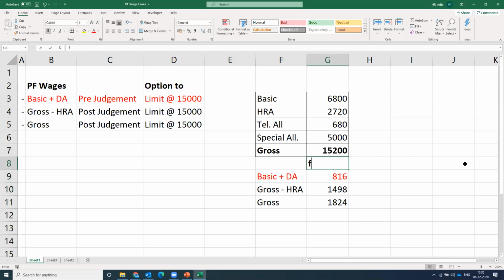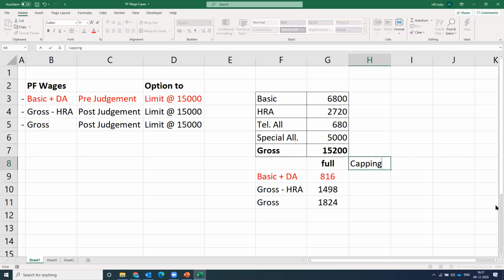So this contribution is on the full amount, whether it is basic plus DA or the gross minus HRA and gross. We have not applied the capping on this contribution. Now, what is the benefit of capping? Let's see that. We apply the capping here. So if basic multiplied by 12% is more than 15,000, then just a moment.